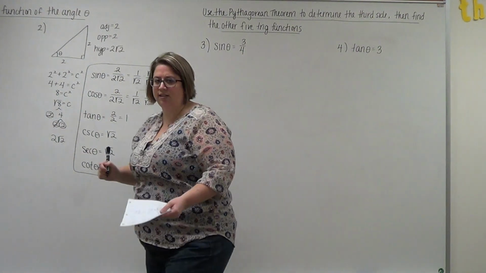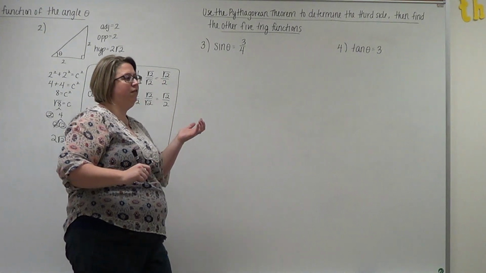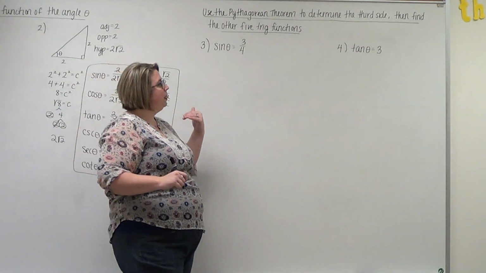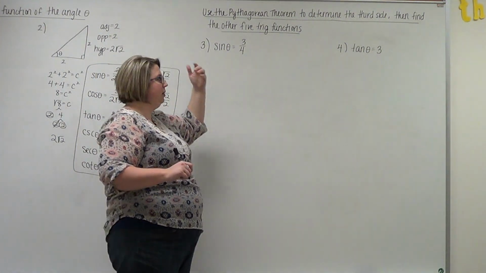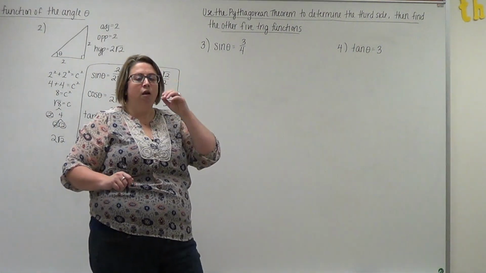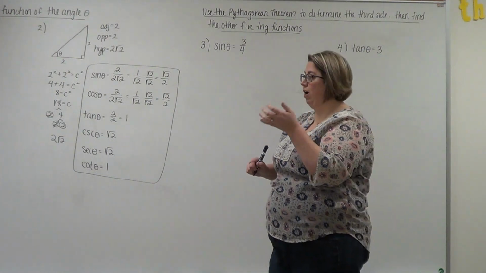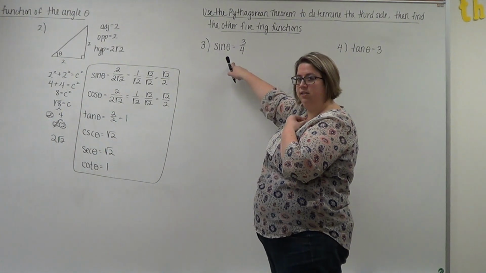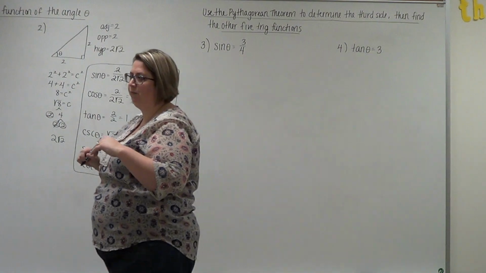Okay, so for this last section, you're going to be given some trig function, sine, cosine, tangent, cosecant, secant, cotangent, okay? And you're going to be given a value. Now, we don't know what the angle is. Doesn't really matter what the angle is. We just know that the value of sine is 3/4. Now, based on what we know from Sohcahtoa, from our right triangle trigonometry, we can find the third side and find the other 5 trig functions.